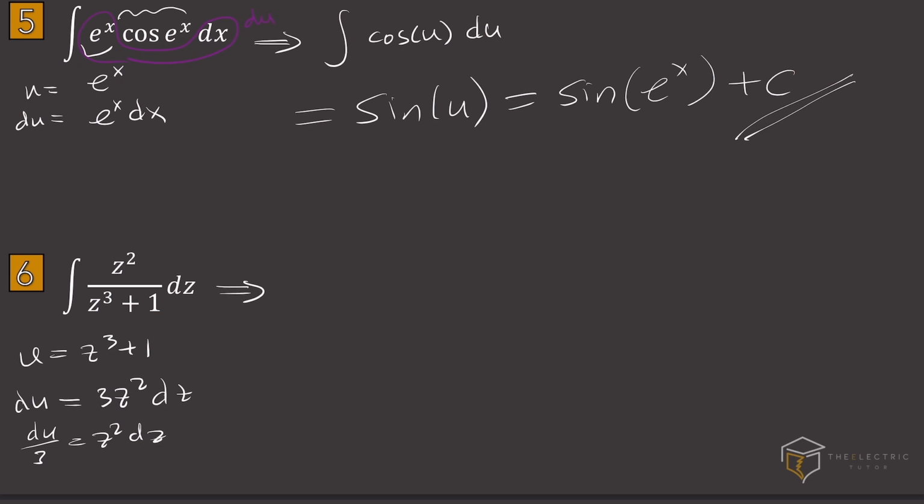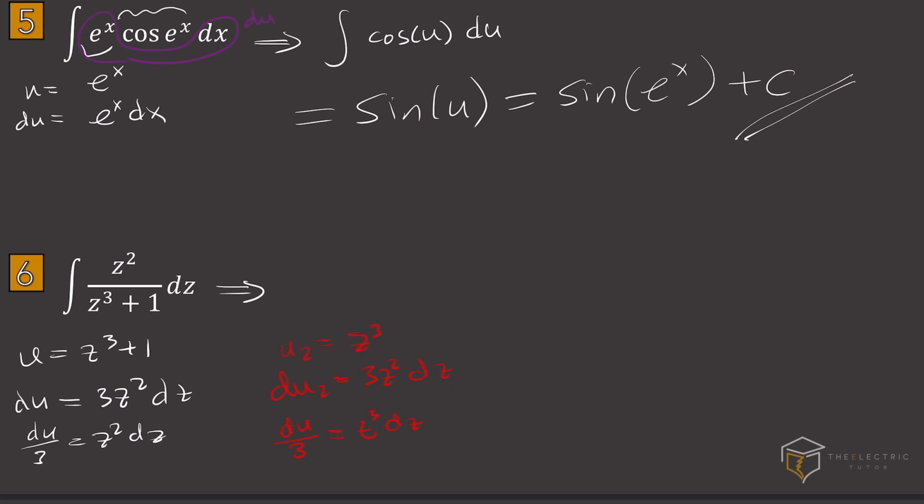It's very convenient. However, I could have also picked, and let me call this u2, I could pick u equals just z cubed, and then du would also be 3z squared dz, which is also useful for this integral, okay? So du over 3 is z squared dz, they're both equally useful.